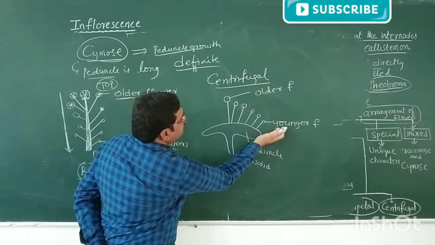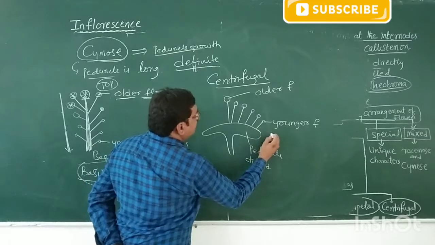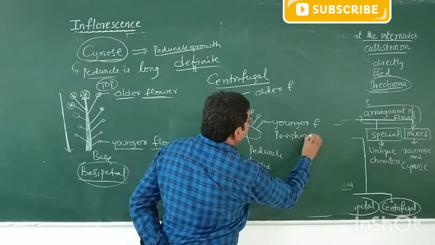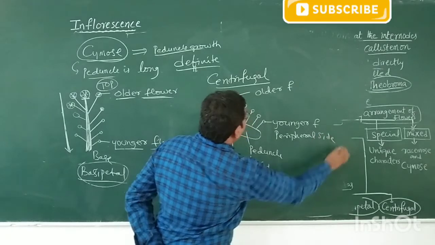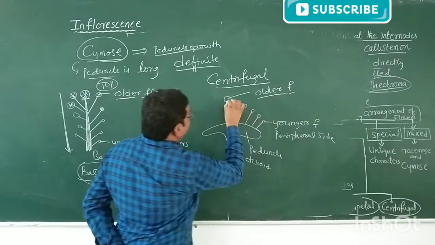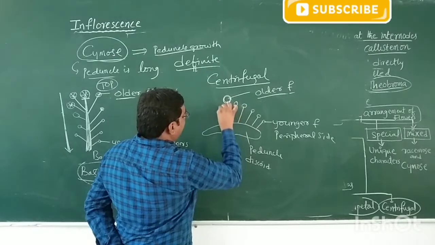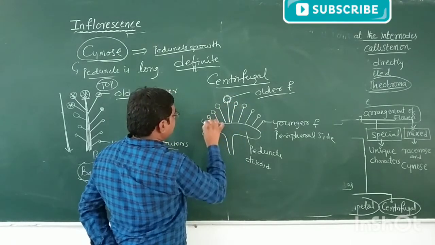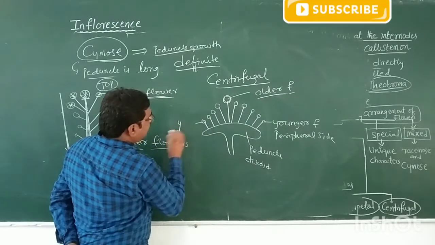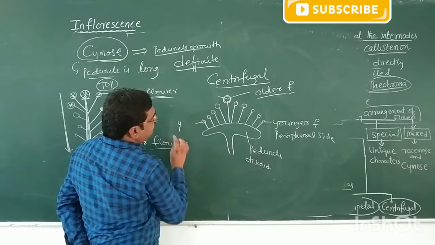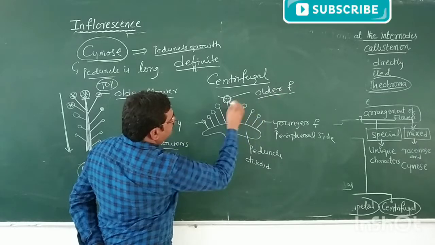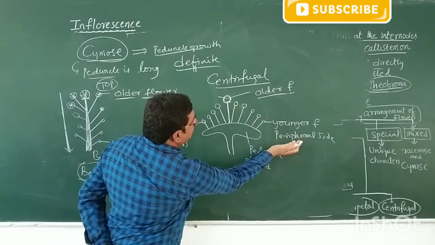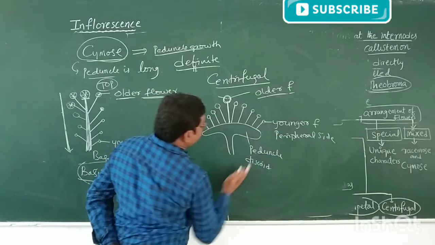Okay. So younger flowers are present at the peripheral side, and older flowers are present at the center. Like this side is also like this only. Okay? Like this. So these are younger flowers. These are older flowers. The older flowers are present at the center of the peduncle. Younger flowers are present at the peripheral side.